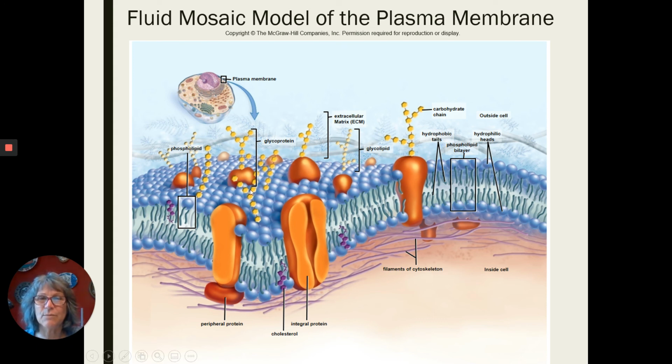So here is my fluid mosaic model. A mosaic is a picture made of tiles. The fluid would be the phospholipids that have the consistency of olive oil. And the mosaic, the tiles, would be the proteins that are scattered throughout and floating throughout.